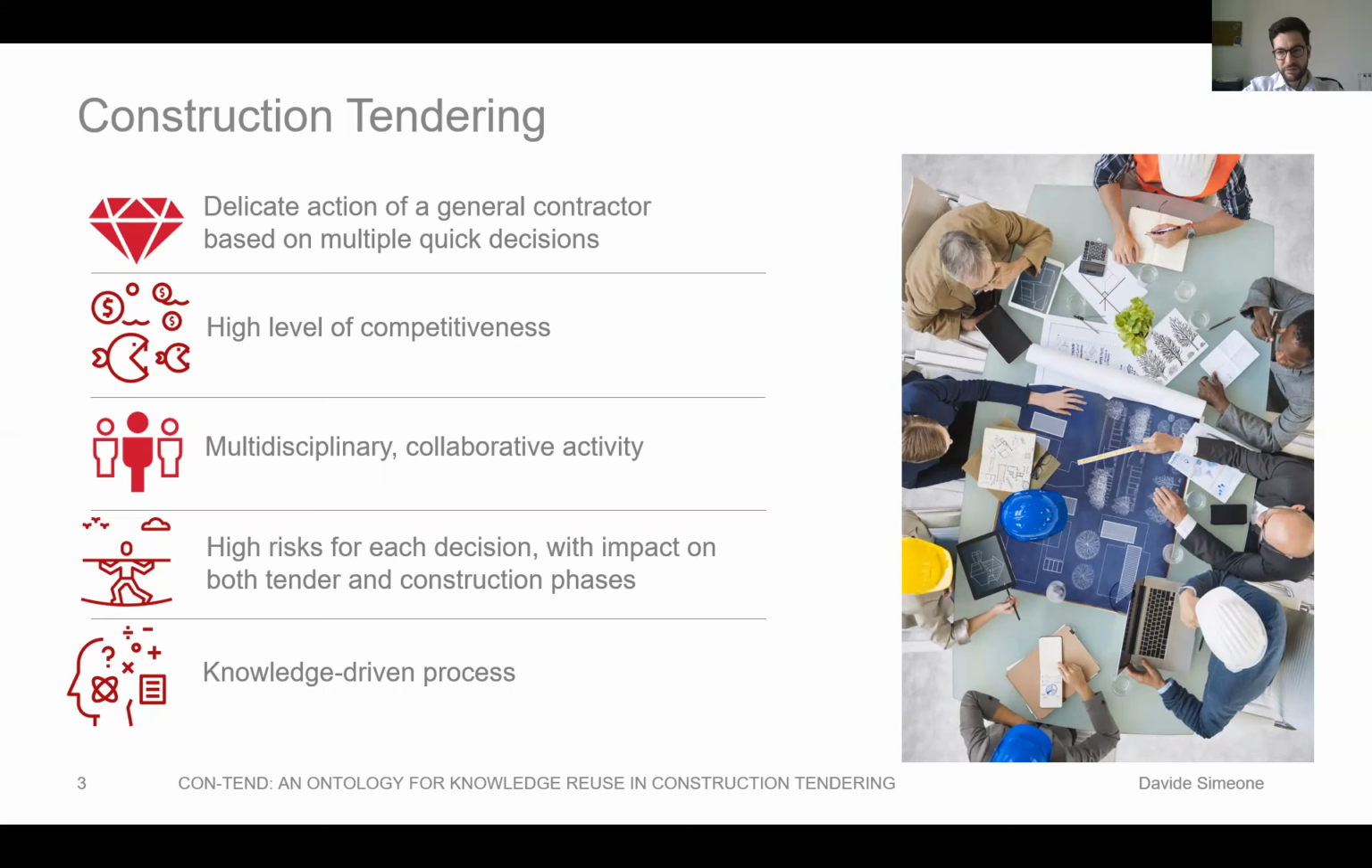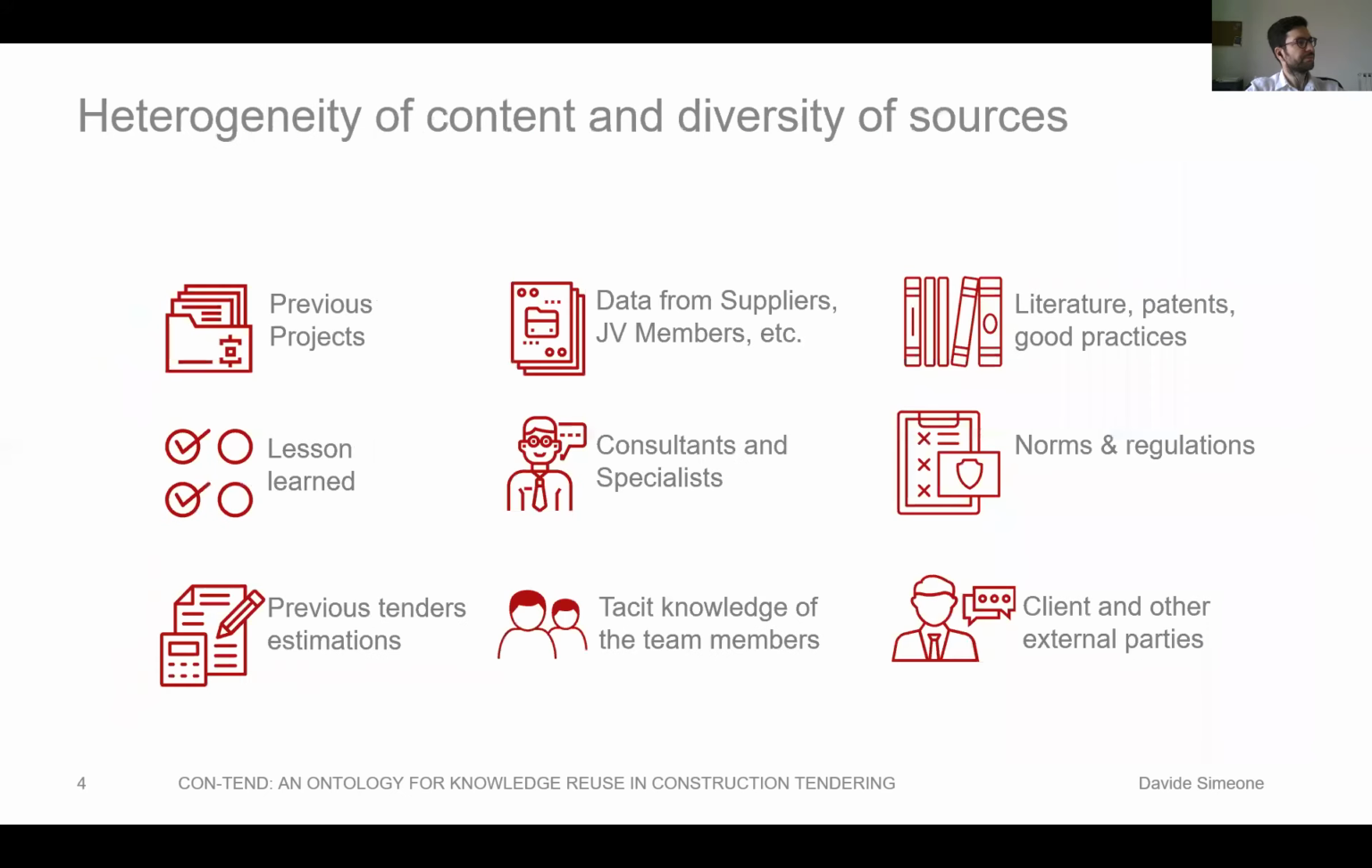It's a very high risk for a general contractor because the assumptions and the knowledge that we elaborate during the tender can affect the result of the tender itself, but also the quality of the process if the tender is awarded. And to conclude, it's a knowledge-driven process. There is a lot of knowledge involved, usually provided by the different specialists involved in the construction tender. So there is the key relevance of knowledge in this process.